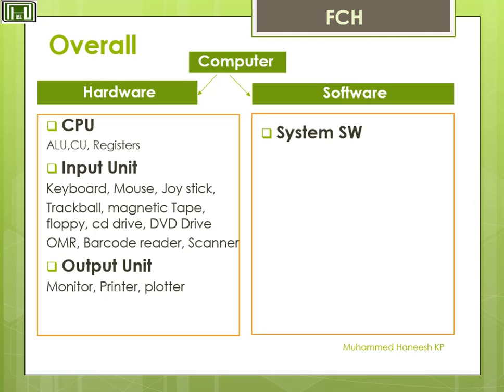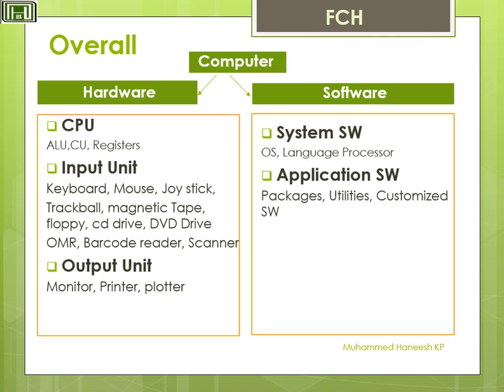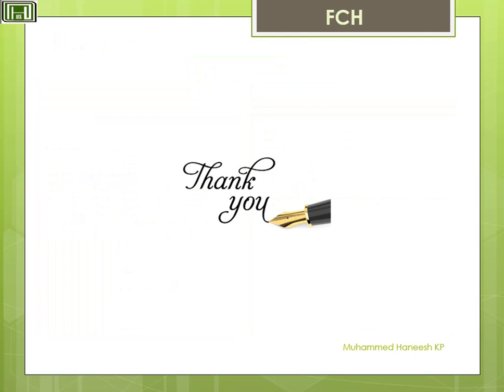Moving to software, we have two types of software: system software and application software. In the system software, we have OS, operating system, and language processor. In the application software, we have packages, utilities, and customized softwares. So this is about computer hardware and software.